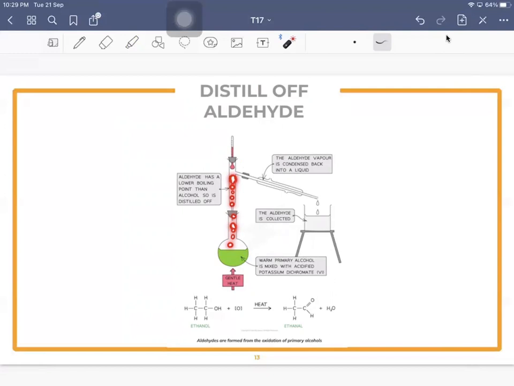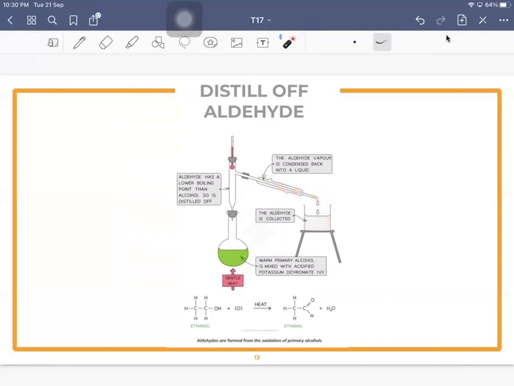It will then go through the distillation or the Liebig condenser where the gas or the vapor is being transformed into a liquid because this part of the setup is cold. So any vapor of your aldehydes will be condensed into a liquid, and so the liquid will drop, or we say will be distilled off and collected.